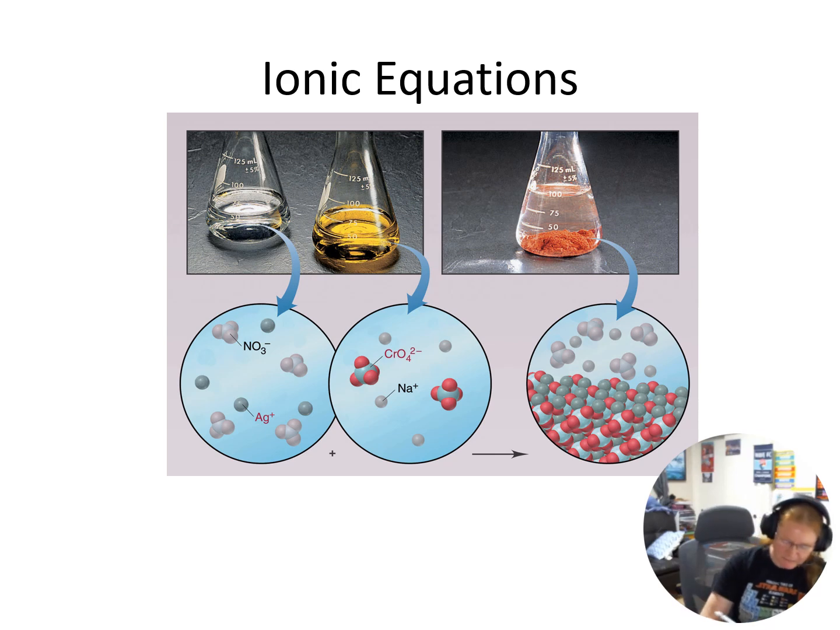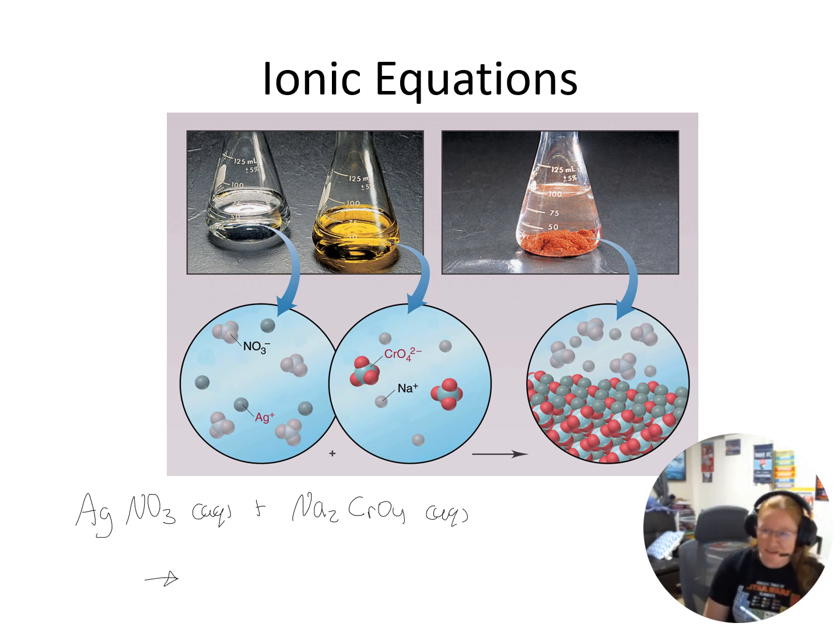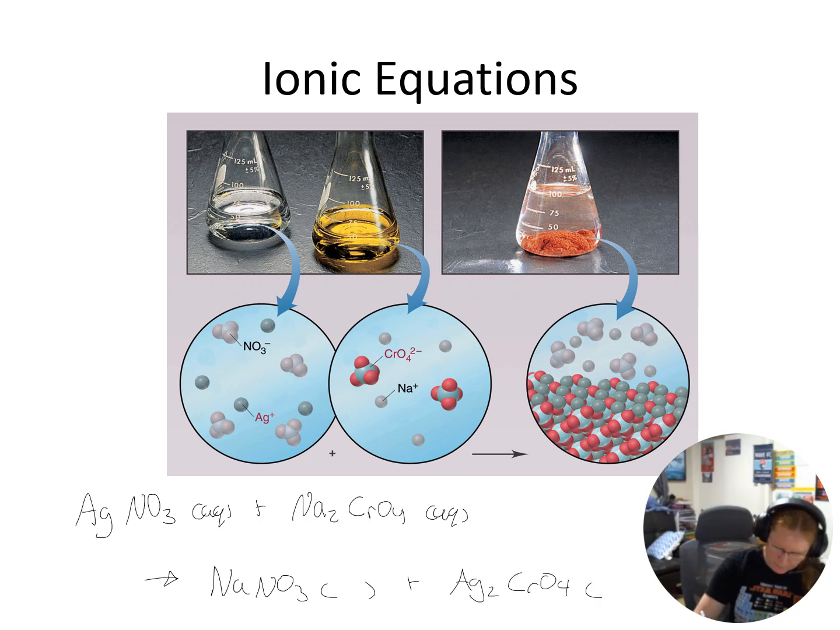So when I look at this, if I look at my silver nitrate plus my sodium chromate, okay, we can potentially form two different products. Our potential products are going to be sodium nitrate and silver chromate. Okay, and so what do we need to remember in order to figure out what precipitated, if anything? Our solubility rules. And when we look at our solubility rules, we realize that the sodium nitrate is soluble and the silver chromate is our precipitate.